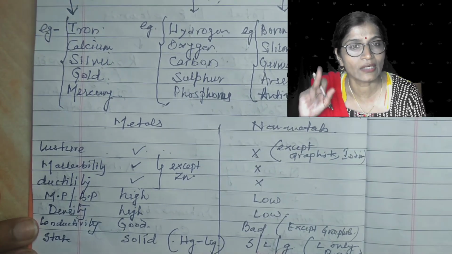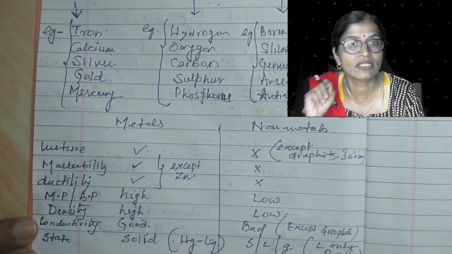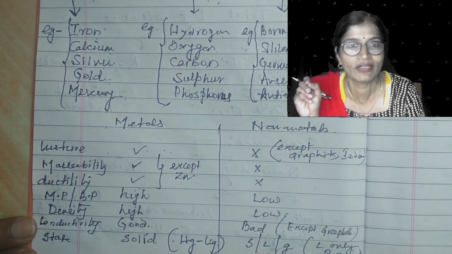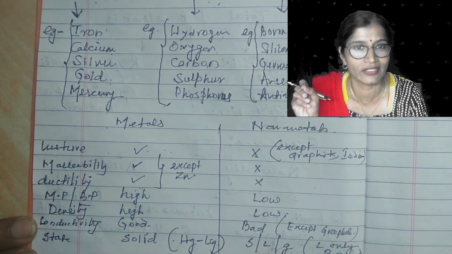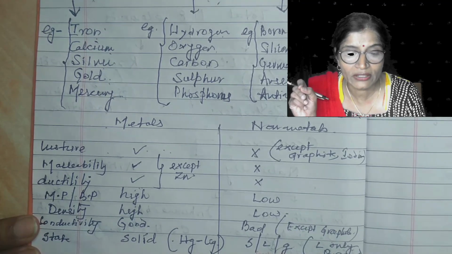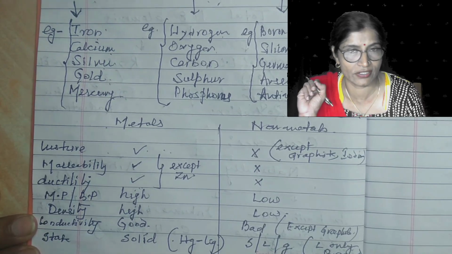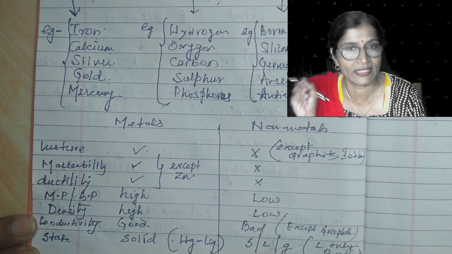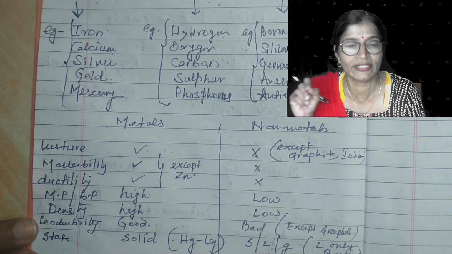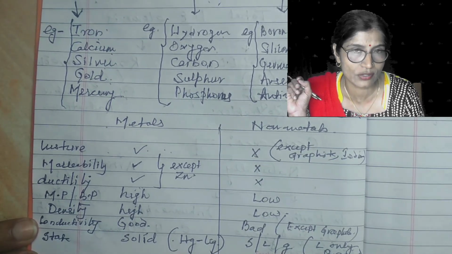Conductivity. Metals are good conductors of heat as well as good conductors of electricity. Silver is the best conductor of electricity, but still silver wire is not used in the field of electricity. Why? Because it is very costly. And non-metals are bad conductors of heat and electricity. But graphite is the exception. Graphite and carbon fiber are good conductors of electricity. That is why graphite is used for making electrodes.